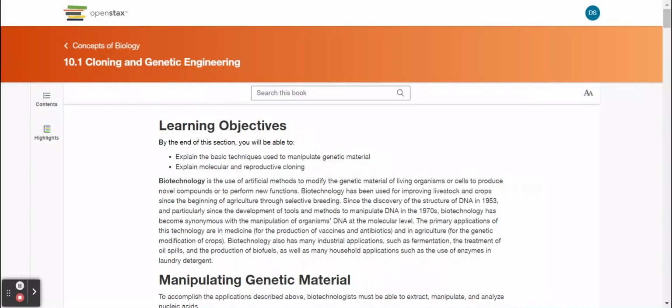Section 10.1, Cloning and Genetic Engineering. By the end of this section, you will be able to explain the basic techniques used to manipulate genetic material and explain molecular and reproductive cloning.